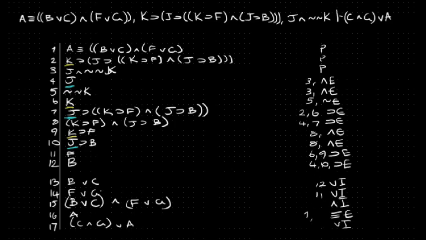B or C and F or G, well that's just 13 and 14, and a conjunction introduction. A came from 1 and 15, and then this disjunction is from A, so 16. And there we go, there's our proof completed.